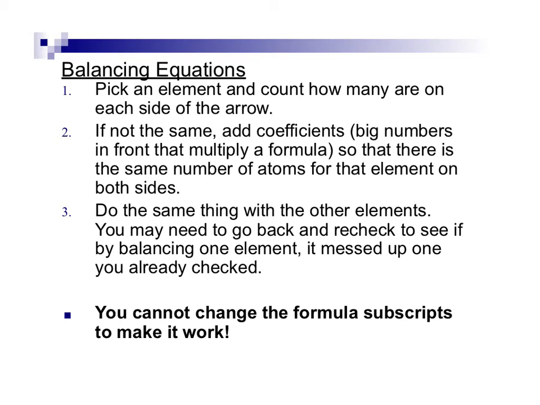And you can use trial and error or guess and check to figure out what coefficient you need. You need to make sure that there's the same number of atoms for that particular element on both sides of the arrow. Then you pick another element and do the same thing until you've made sure that you've balanced every single element in your equation. When you do this, you may need to go back and recheck to see if balancing one element messed up another one that you've already checked.